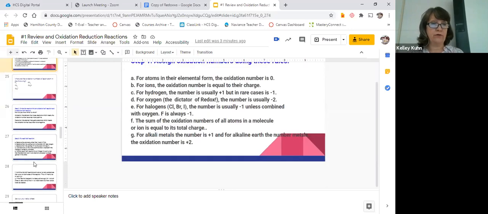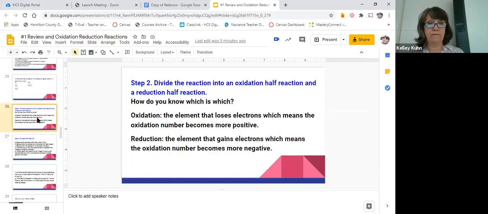So when you have an oxidation reduction reaction, the first thing you do is assign oxidation numbers, but then you actually split the reaction into its half reactions. And usually one of them will show that there is an element that is gaining electrons and one that is losing electrons. So what the heck do we mean by this?